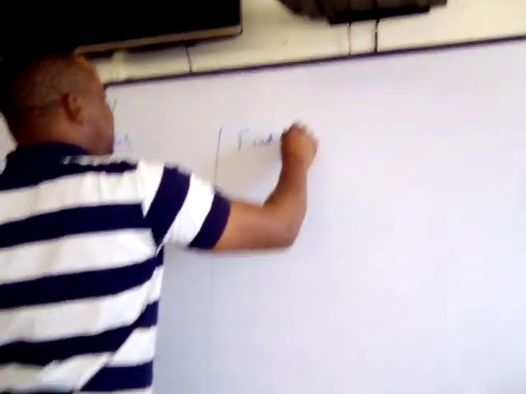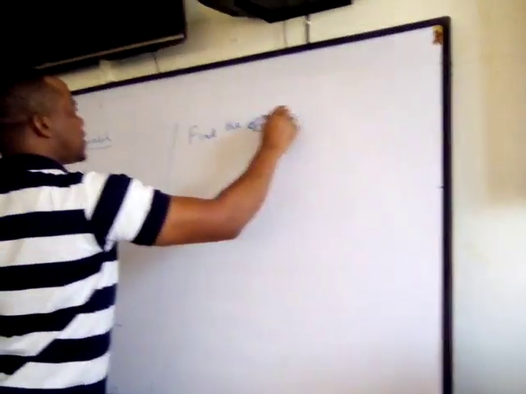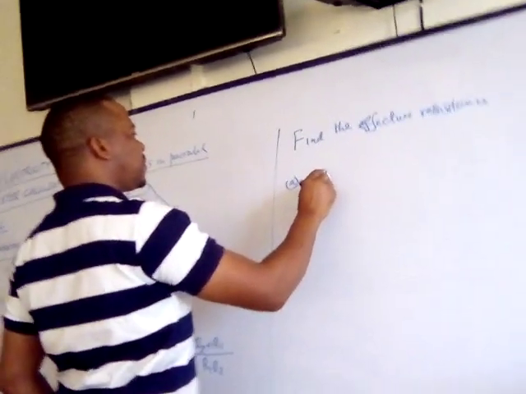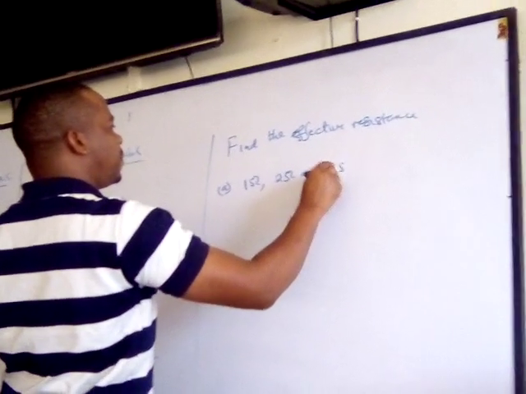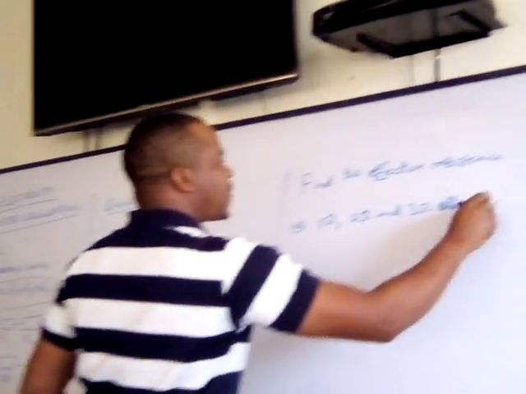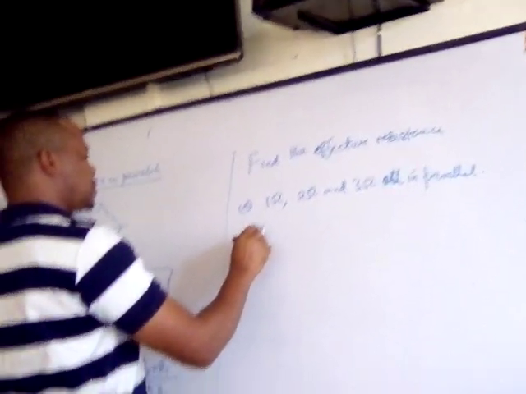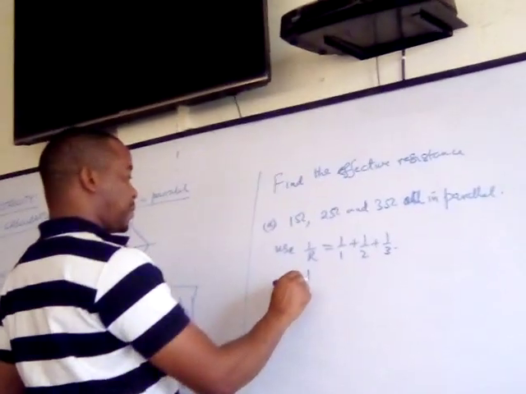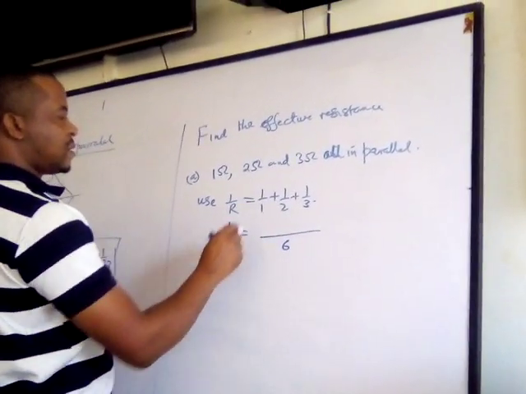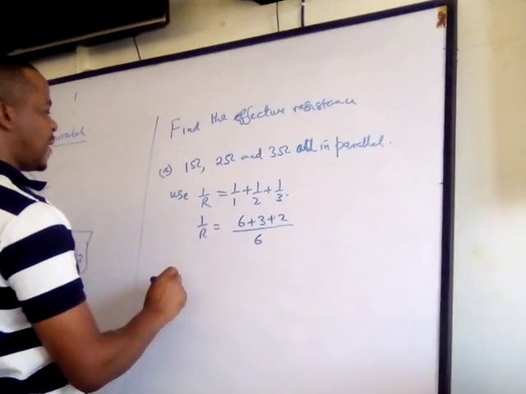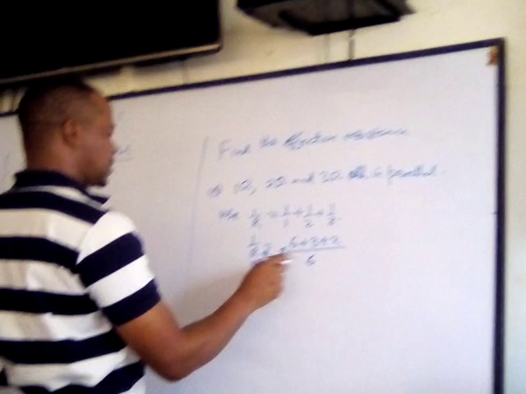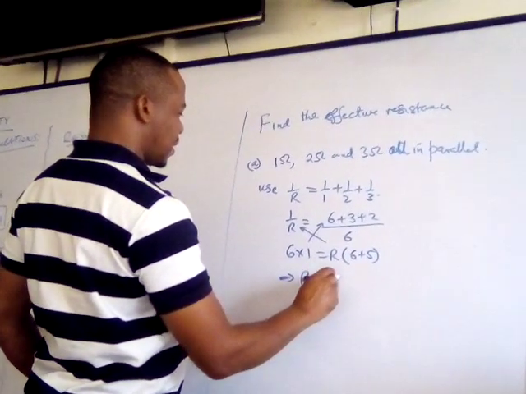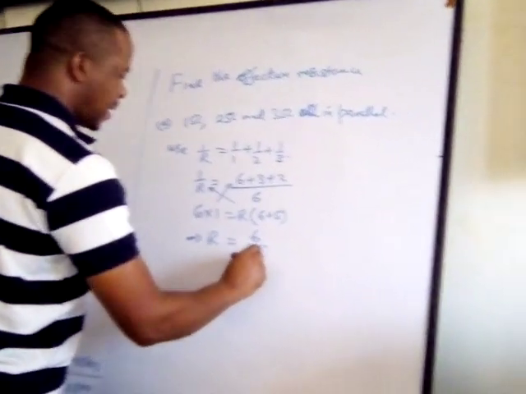Find the effective resistance. Case A, they give us 1 ohm, 2 ohm, and 3 ohm, all in parallel. If they are all in parallel, we have said 1 over R will be equal to 1 over 1 plus 1 over 2 plus 1 over 3. We find the LCM, which is going to be 6. 6 divided by 1 is 6, divided by 2 is 3, divided by 3 is 2. So by cross multiplying, we shall get 6 times 1 being equal to R into 6 plus 3 plus 2. And this implies that our R will actually be 6 out of 11, and you should not forget to put the unit.